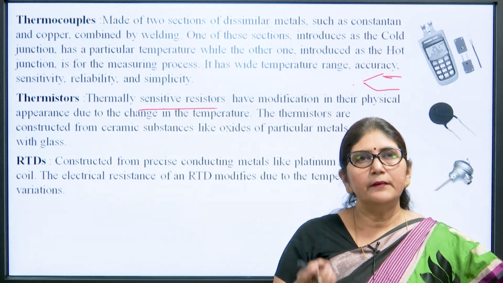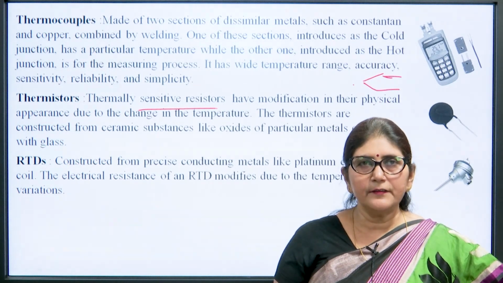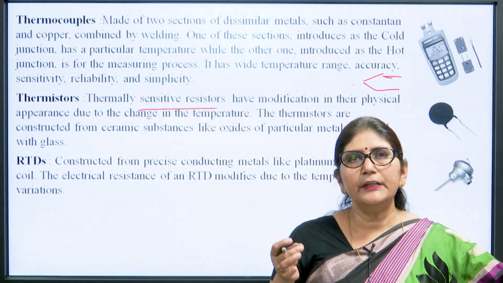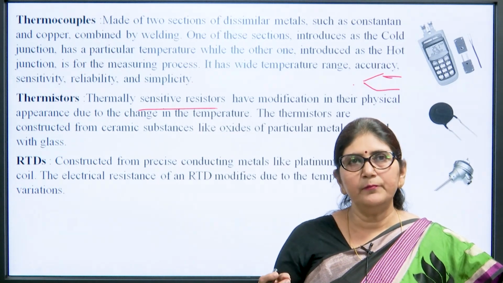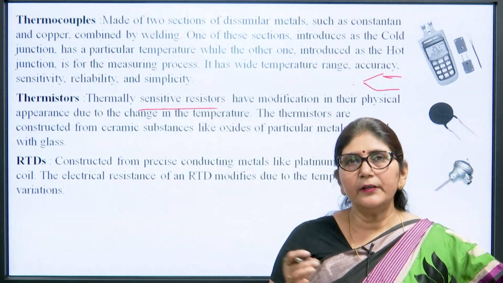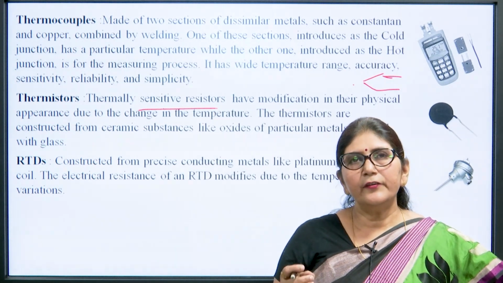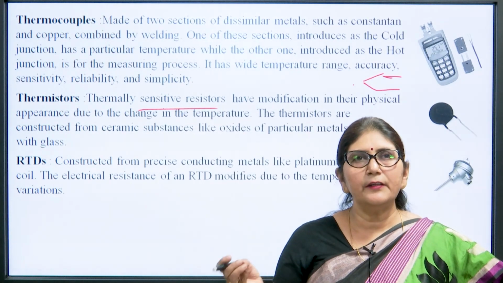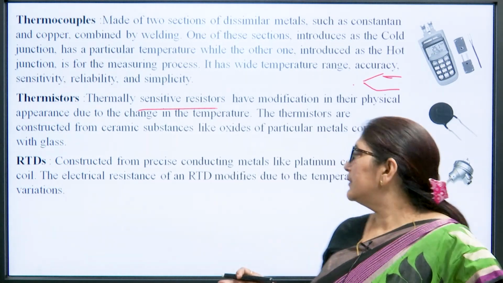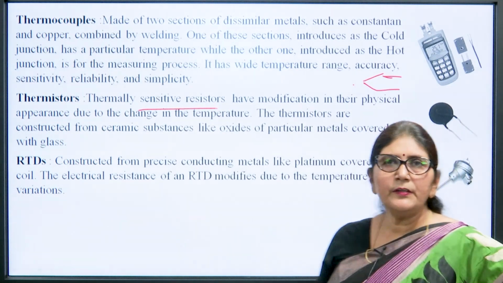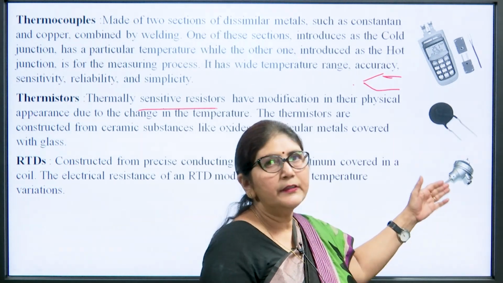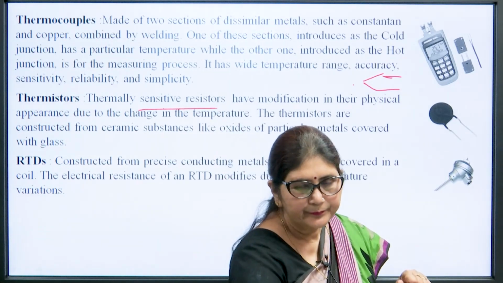Then RTD, resistance temperature detector. It is made up of precise conducting metals like platinum, which is covered in a coil. The electrical resistance of an RTD, as its name suggests, changes with the change in temperature. So, this is the basic structure of the thermistor, and this is the basic structure of the RTD.